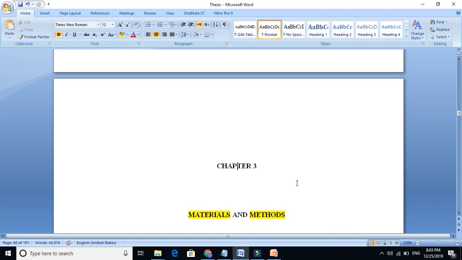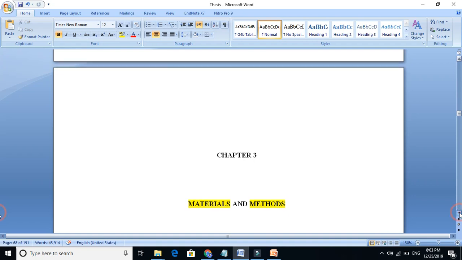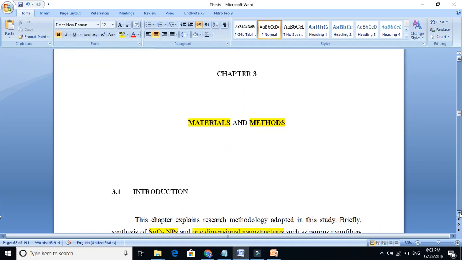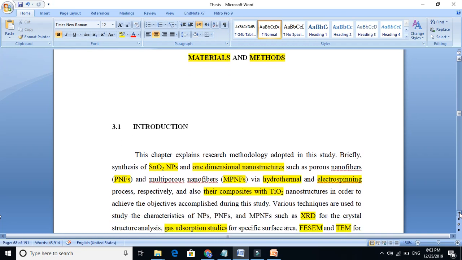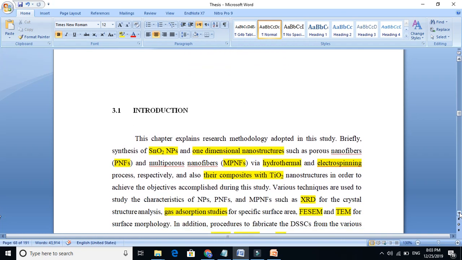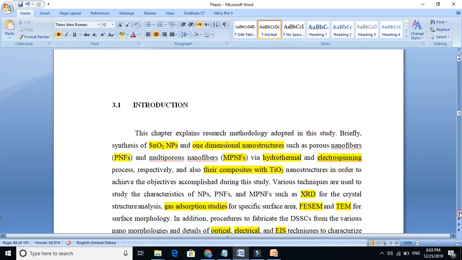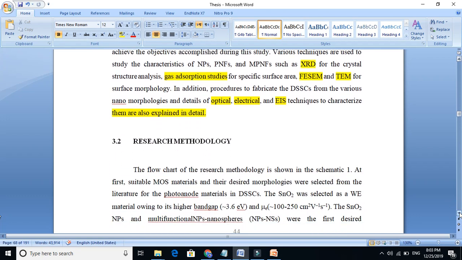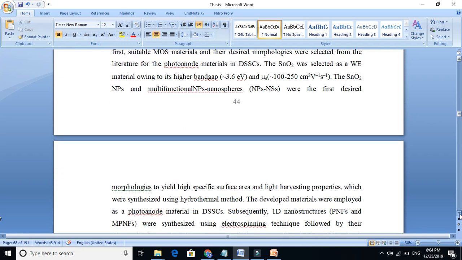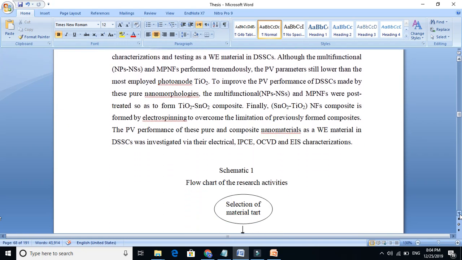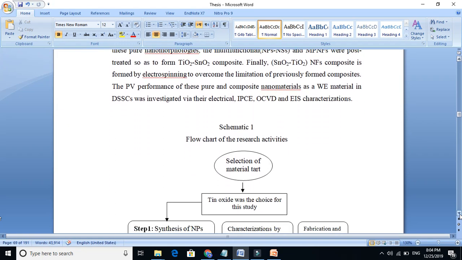Welcome, friend. As I explained in my first two videos, chapter 3 should be materials and methods, and you need to write a short introduction and give a brief overview of what you are going to do in this whole chapter. And then we explained that you need to make a flow chart and tell the readers what you are going to do in your whole PhD.